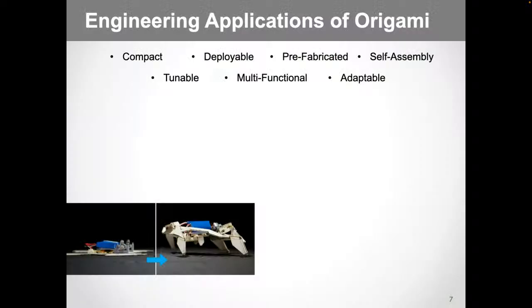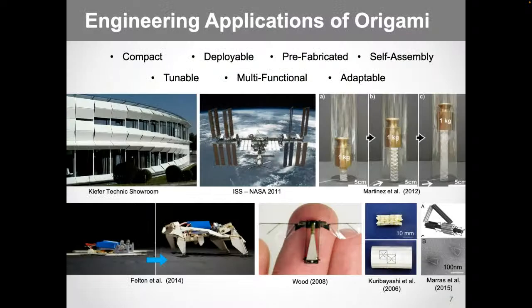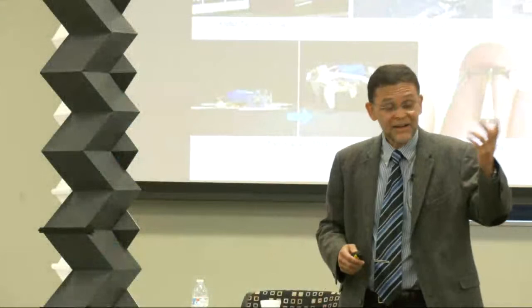And now going to engineering, whenever I think about applications of origami, what comes to mind are words like compact, deployable, prefabricated, self-assembly, tunable, multifunctional, adaptable. And here we have several applications. For example, there is no way that we can go to space without origami, because in space you need huge surfaces, for example, to collect sunlight. And anything that goes in a rocket has to be very small, very light, very compact, and then deploy.